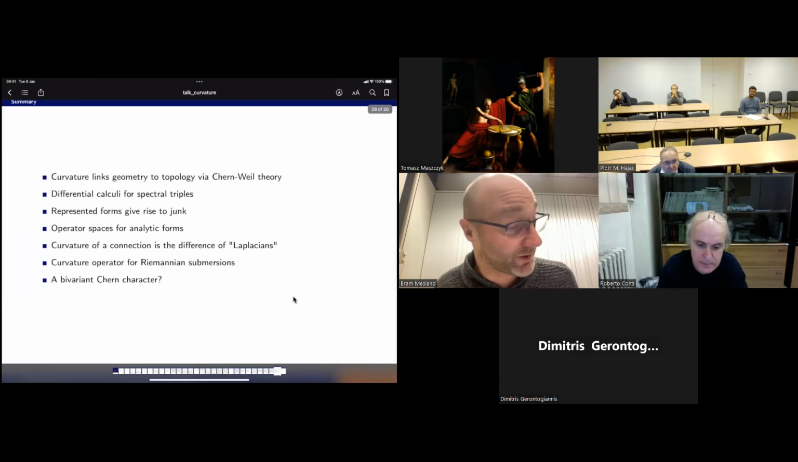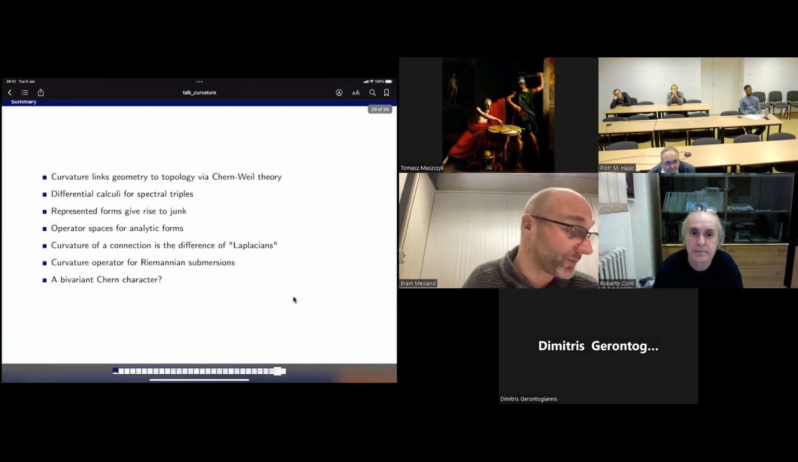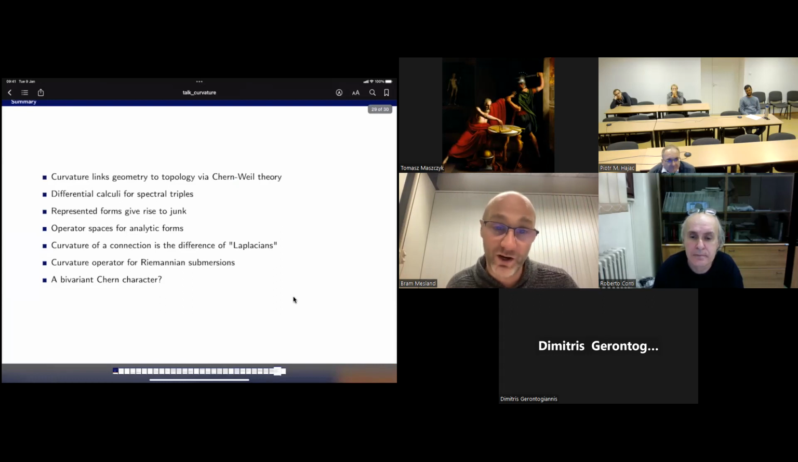Just quickly summarizing: curvature links geometry to topology. We have problems with differential calculi for spectral triples. Represented forms force you to look at junk, and if you want to deal with analytic forms, you use operator space theory. The main result is that the curvature of a connection is the difference of certain Laplacians. This is really the central result. And then we could compute this in various cases, including Riemannian submersions.